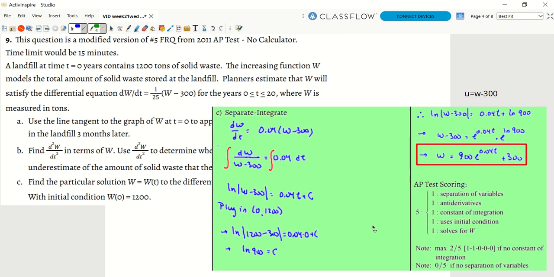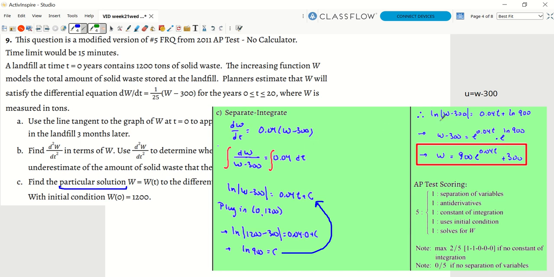And let's see what we got over here. Oh, okay, so that brings us to here. Now, let's just finish this up. Now they just plug this ln of 900 in for the c here, and we got this. Now, how do we isolate for w? Because that's ultimately what we want to do, because it's asking for the particular solution.